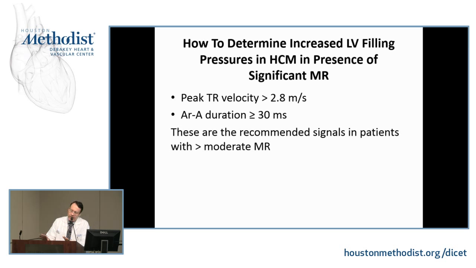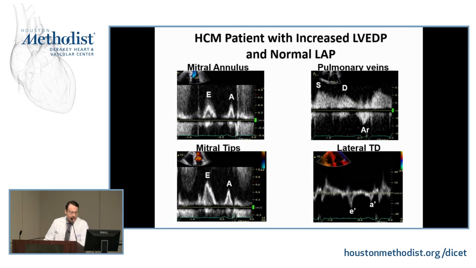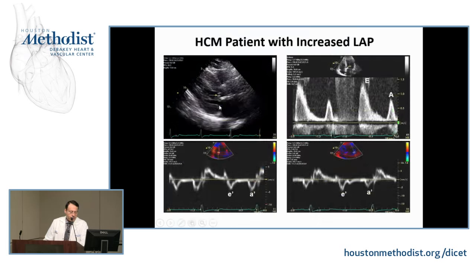Why the pulmonary vein late diastolic velocity? It's because mitral regurgitation affects early diastolic signals, but not late diastolic signals. And that's an example from an early stage of diastolic dysfunction with increased EDP based on the atrial reversal velocity, but a normal E to E prime ratio. A more advanced stage is present here.